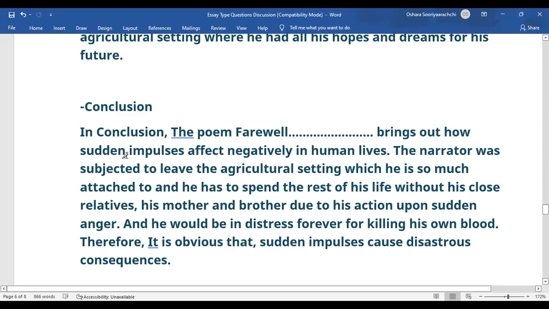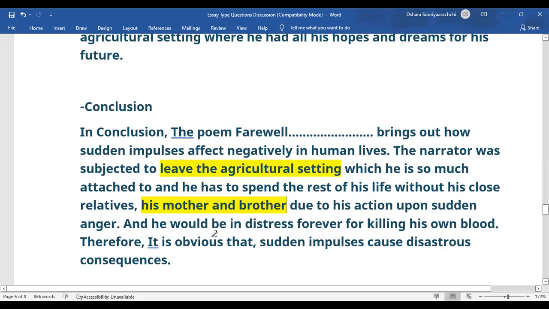So I have here written, the poem Travel to Barn and Stack and Tree brings out how sudden impulses affect negatively in human life. The narrator was subjected to leave the agricultural setting, which he is so much attached to, and he has to spend the rest of his life without his close relatives, his mother and his brother, due to his action upon sudden anger. So can you see in this line starting from the narrator and upon sudden anger, I have summarized all the points that I have taken out when I was discussing the answer. First one is leaving the agricultural setting, and the second one is losing his mother and brother, right? So I have concluded, in the conclusion, I have summarized my points.